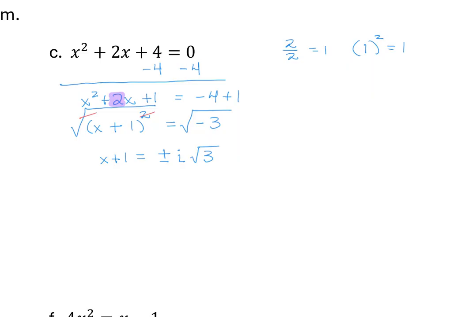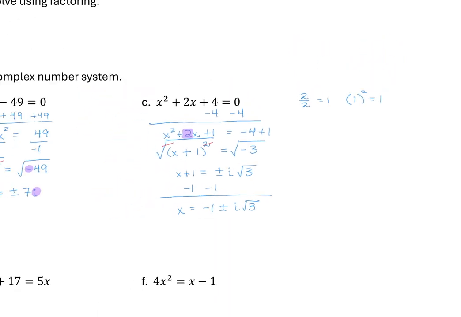In order to finish solving for x, we want to subtract 1 from both sides. And we get x equals -1 plus or minus i square root of 3. All right, that takes care of that one. Let's look at a couple more.